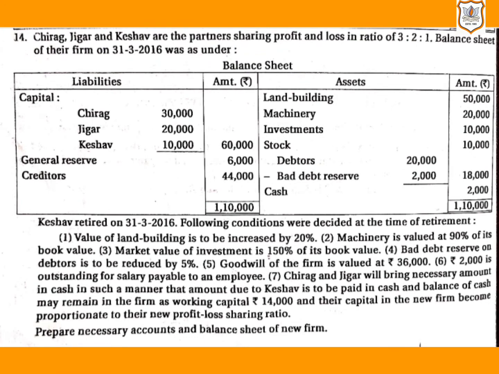Today we are going to do question number 14 of your textbook. So here is the question. Chirag, Jigar and Keshav are the partners sharing profit and loss in the ratio of 3:2:1. The firm's old balance sheet is given, and here the retiring partner is Keshav. Keshav retired on 31st March 2016 and some conditions are given.